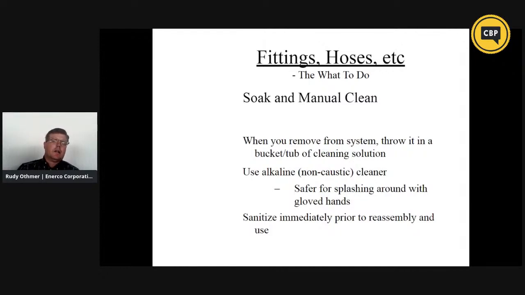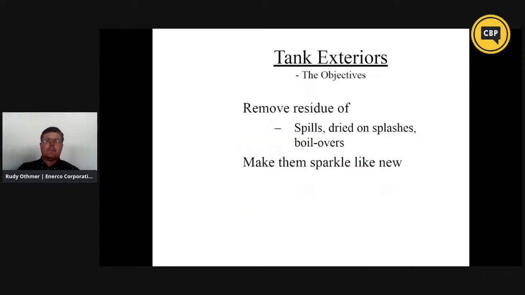Usually use a non-caustic cleaner here. Even though you're going to have gloved hands and you're going to be wearing an apron and your goggles, something that's easier to work with is always nice for your manual cleaning sink or tank. And then followed by sanitizing.